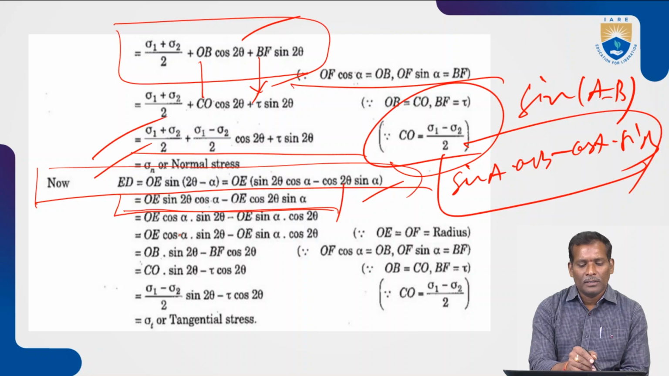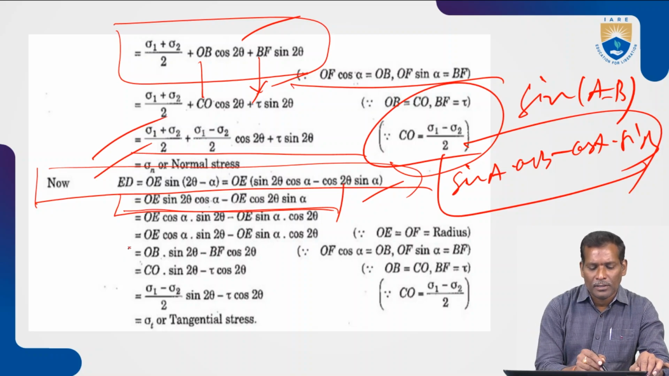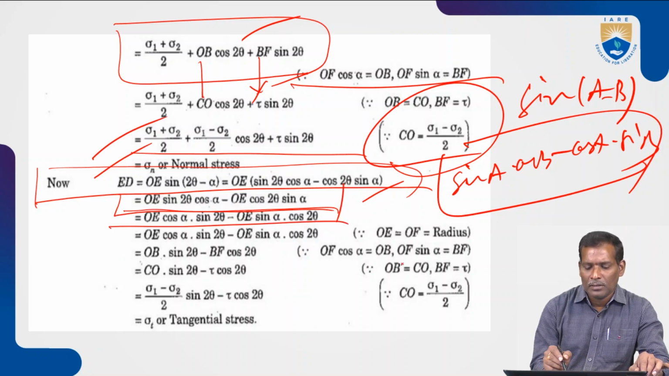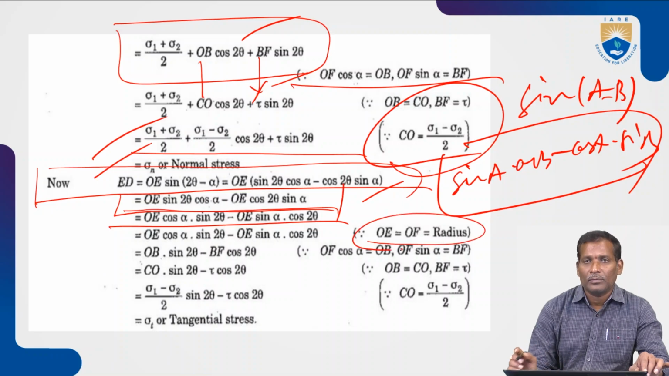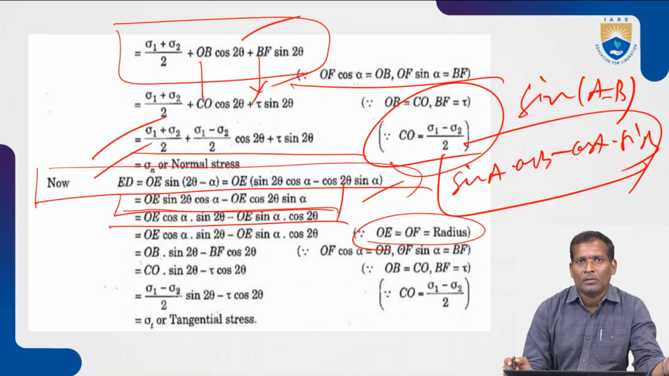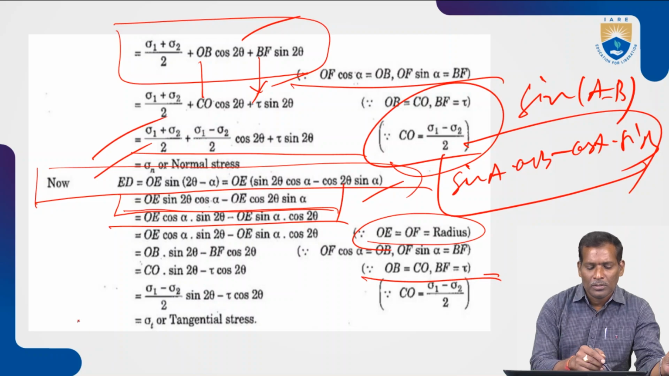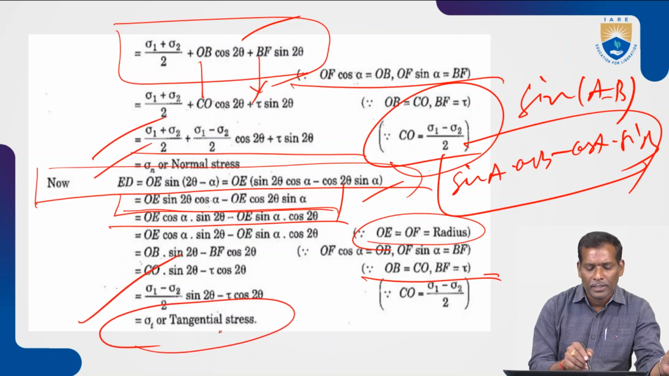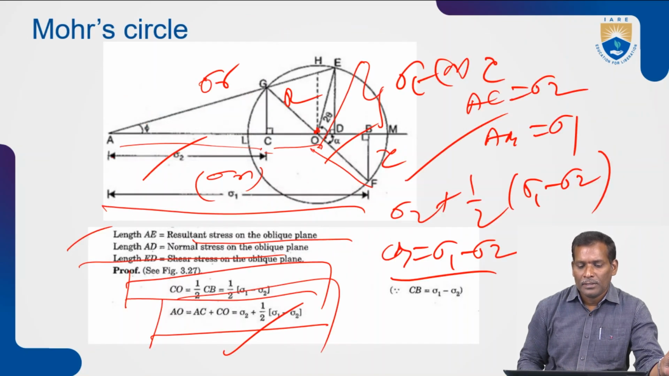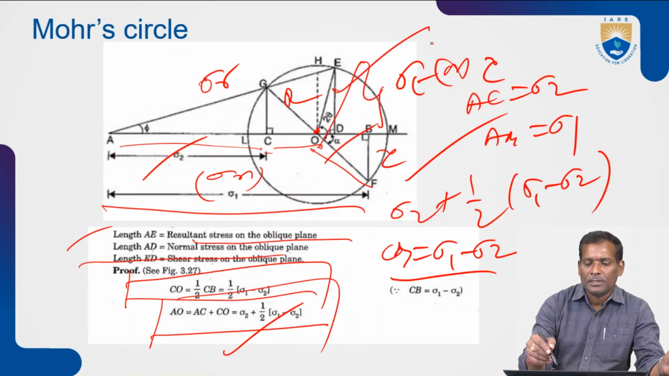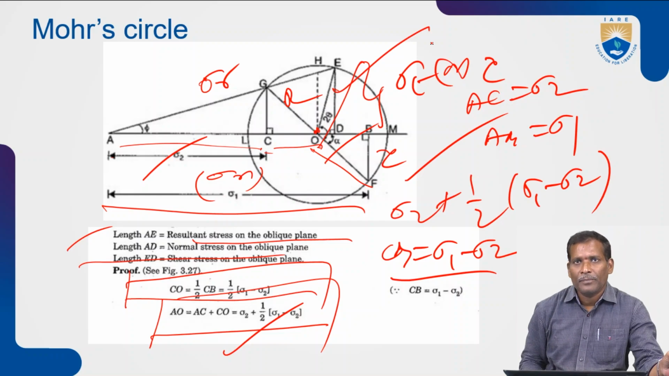And then write this equation. Instead of OE, take OF radius, and then substitute the OB is equal to CO and BF is equal to tau. So finally, you will get the tangential stress, the tangential stress ED. So this is the tangential stress you will get.